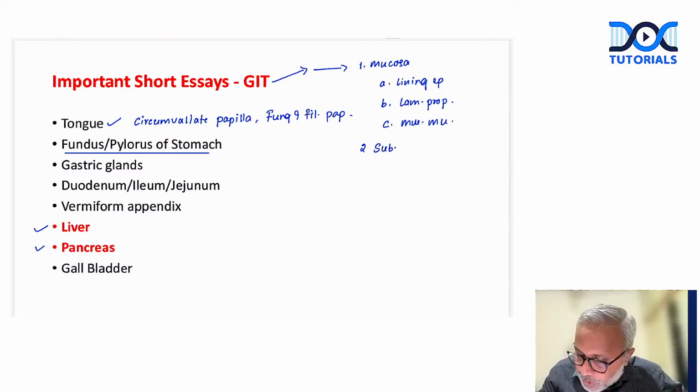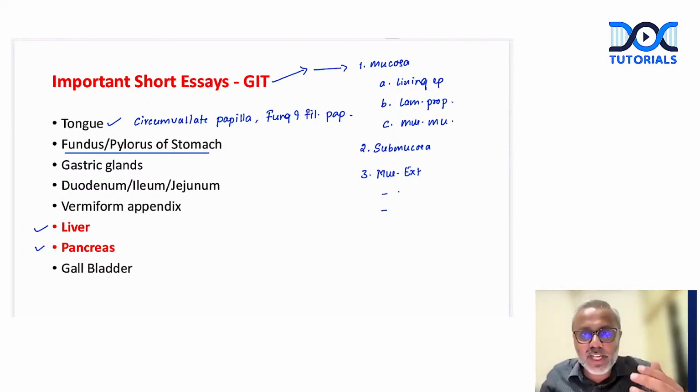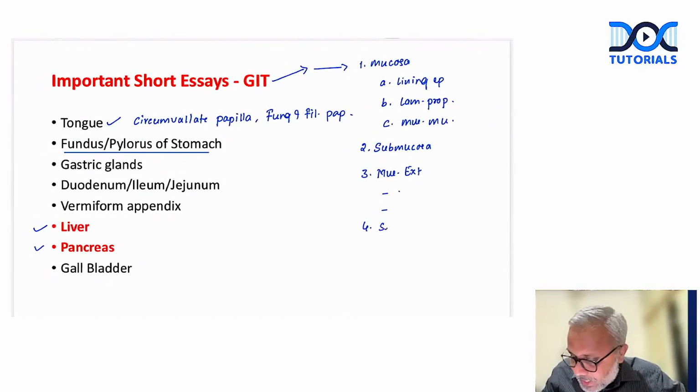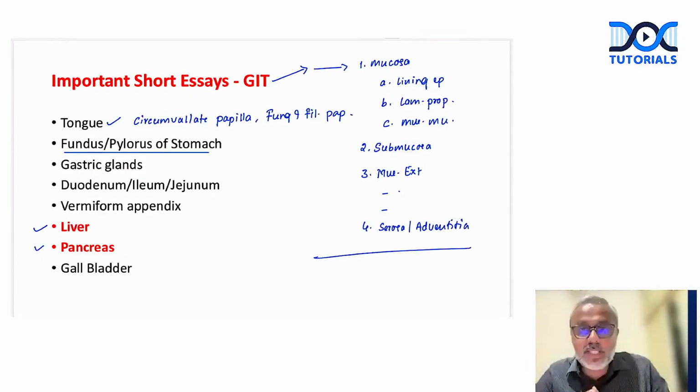Then talk about the submucosa. Then the third layer, what is it? Muscularis externa. And here talk about the two layers, the longitudinal layer and circular layer. And then the last layer is the serosa or adventitia, right? This is how we need to describe the structure of any slide or any tissue from GIT.